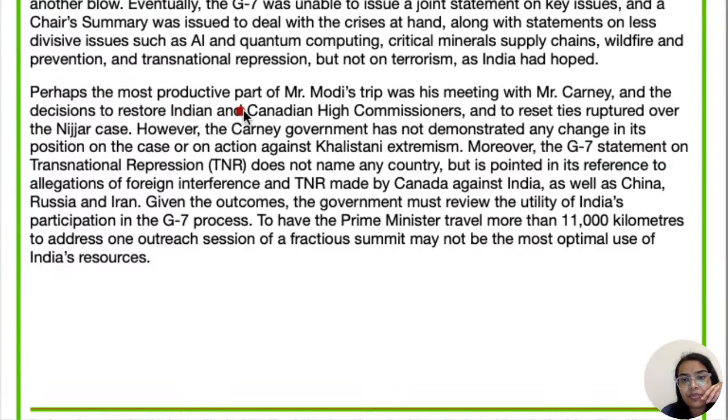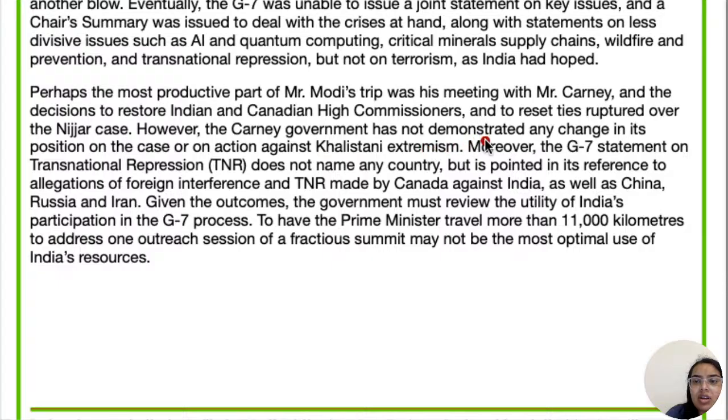Perhaps the most productive part of Mr. Modi's trip was his meeting with Mr. Carney and the decisions to restore Indian and Canadian High Commissioners. So सबसे productive, सबसे fruitful जो रहा वो था Mr. Modi का trip to Mr. Carney, because we saw there was restraint in the trade relationships and all इंडिया के बीच में, कनाडा के बीच में. तो अभी उन लोगों को साथ में लाने के लिए, रेस्टोर करने के लिए जो भी मीटिंग हो, and to reset ties ruptured over the Nijjar case. Nijjar case में भी जो misunderstanding है जो भी है उसको clarify.